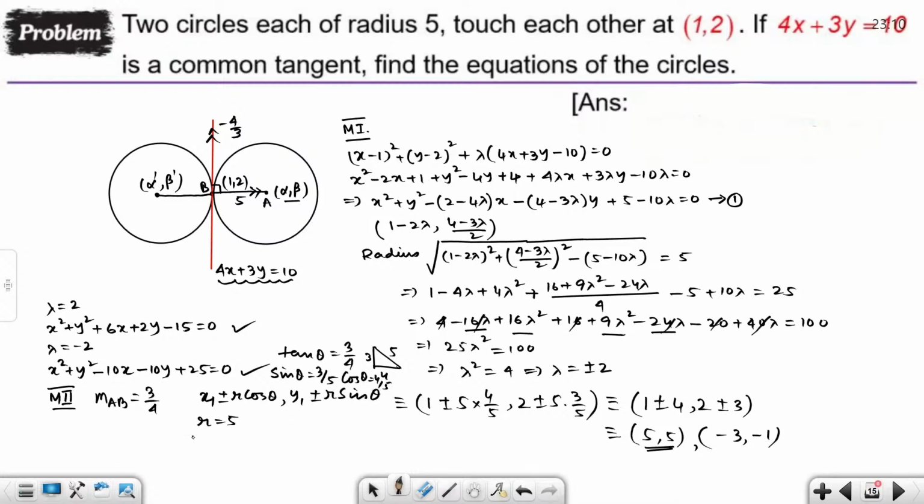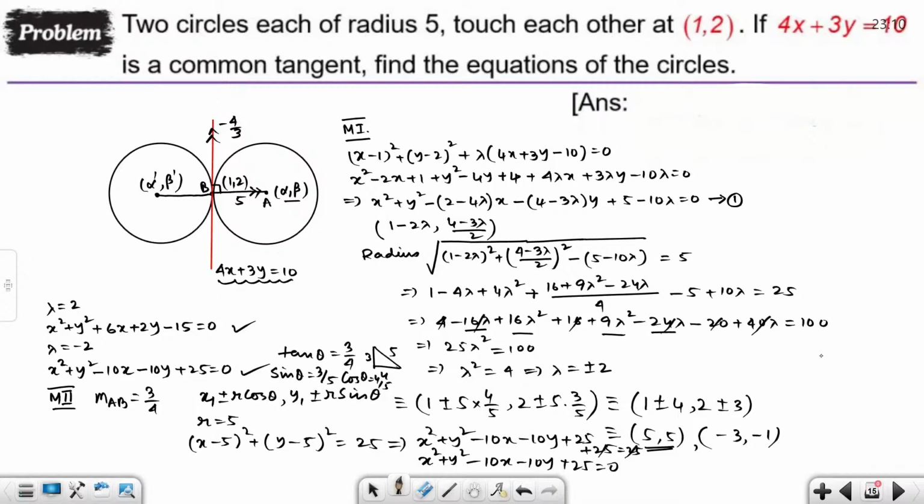So in that case the equation of the circle will be, which is 25. If I expand this, we are going to have plus 25 equals to 25. So that goes off. So we are left with the equation x square plus y square minus 10x minus 10y plus 25 equals to 0. Is it clear? You see exactly the same equation we got here. This is my one equation, right?